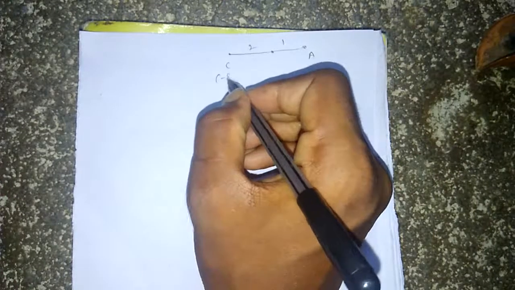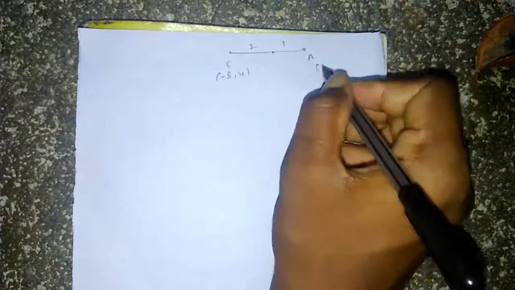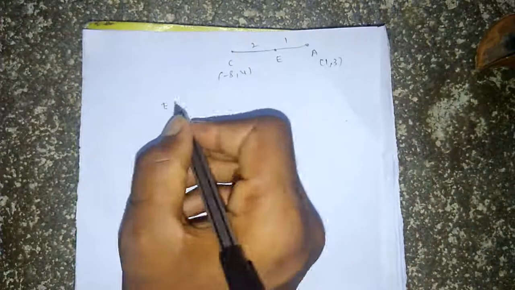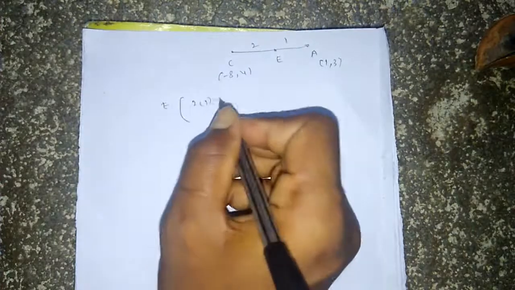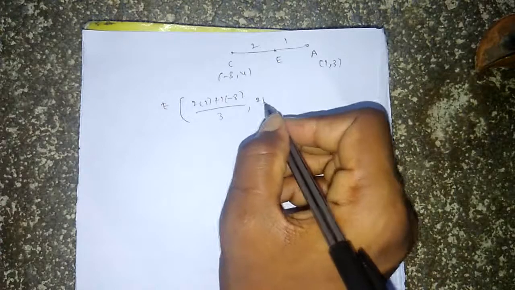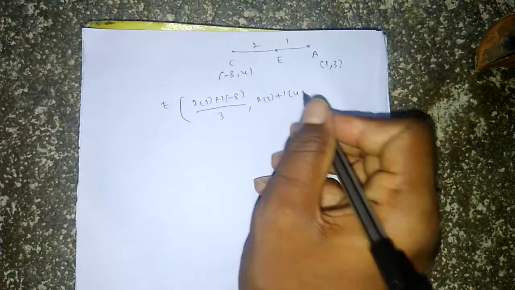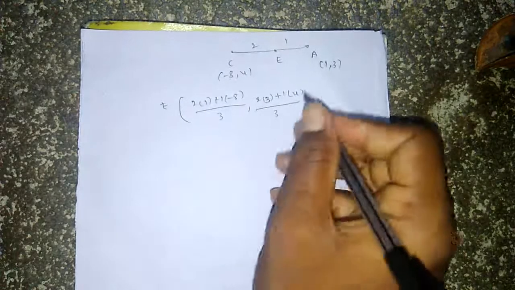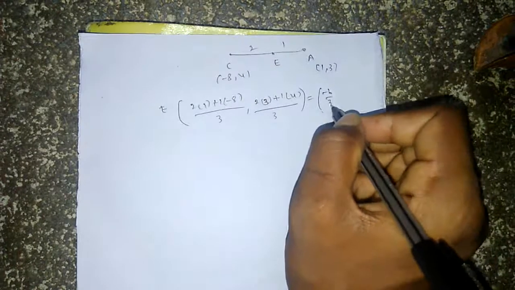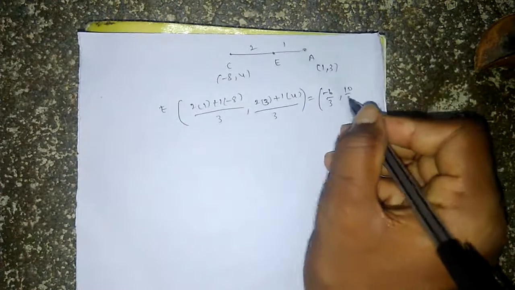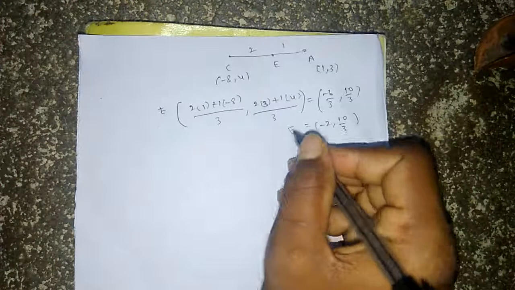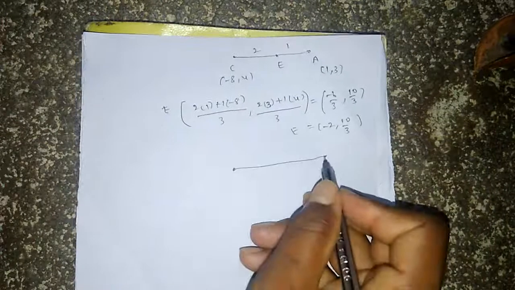Here C is (-8, 4), A is (1, 3). Now the coordinates of E are (2 into 1 plus 1 into -8)/3, (2 into 3 plus 1 into 4)/3. That is equal to (2 - 8)/3 = -6/3 = -2, and (6 + 4)/3 = 10/3. So the coordinates of E are (-2, 10/3).